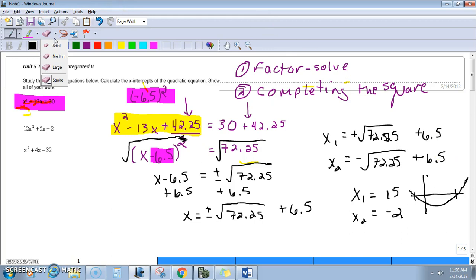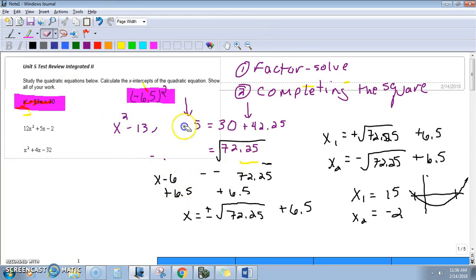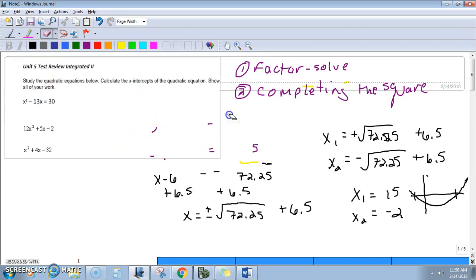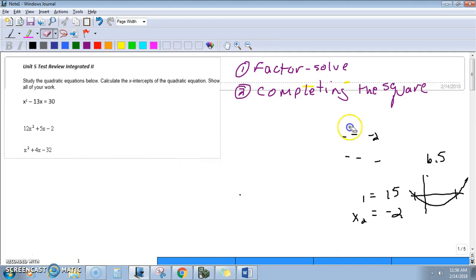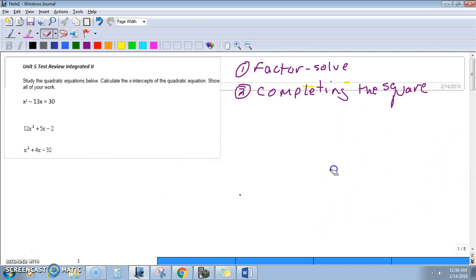The next one I'm going to factor because it's set up perfectly for factoring. I'm going to do some erasing here. This is taking a while. I'm sorry, you guys. Okay. So we have 12x squared. So I'm working on this one, so I'm going to draw my box.